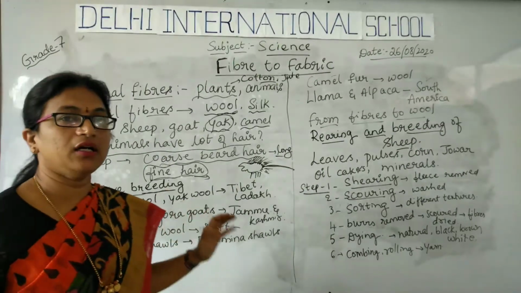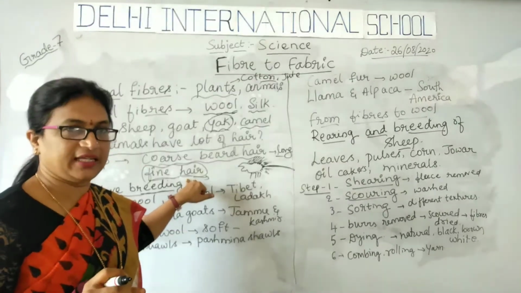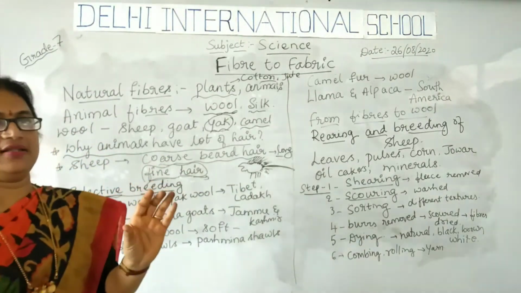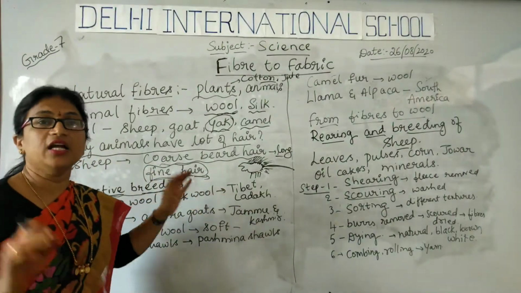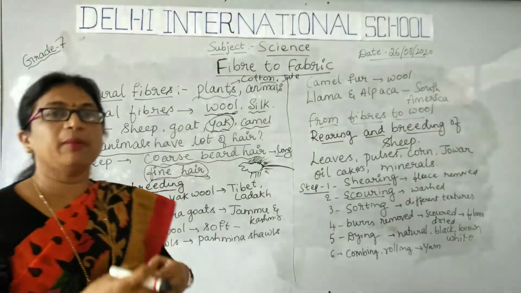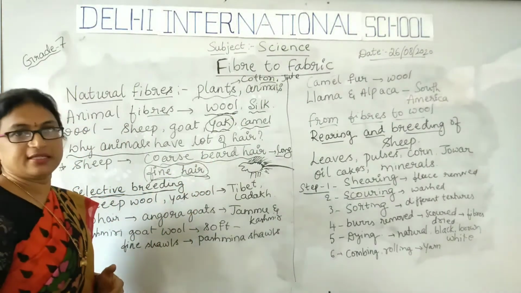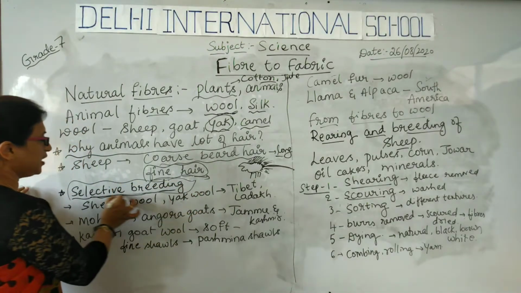In order to get plenty of fine hair, the animals whose parents have quality fine hair will be chosen and mated, and so the progeny, or the child, is given birth. That process is called selective breeding.